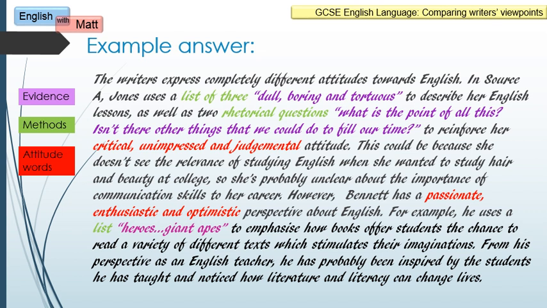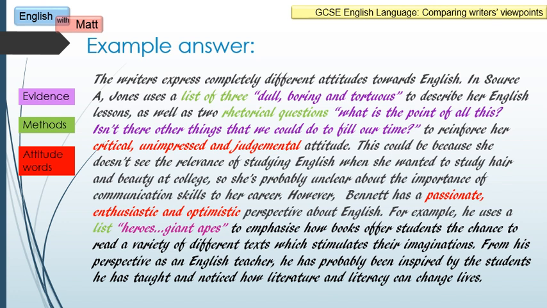Step 5, why do they have this view? And in order to do that, you need to think about, well, who are they? What experiences have they been through? And why might their life choices or decisions encourage the view that they do?